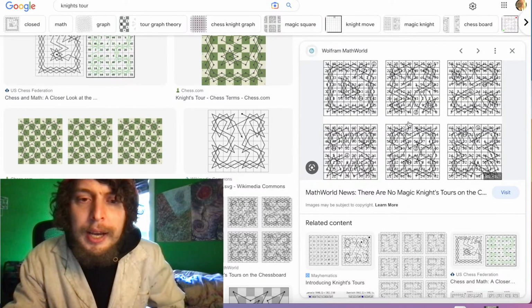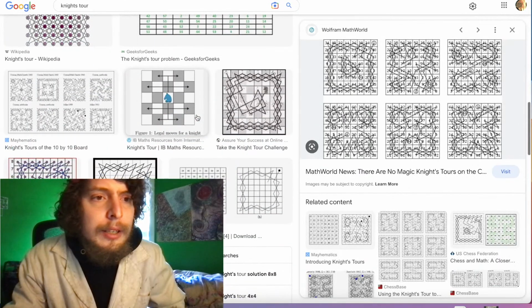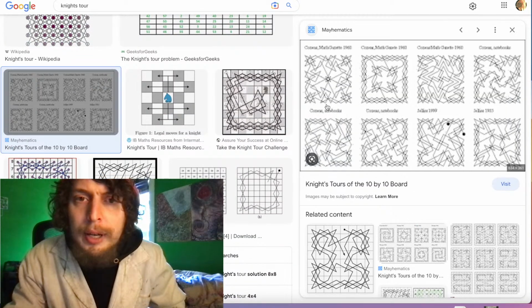Look at some of these cool ones there. Some of them have just really interesting shapes. Look at these possible ones.